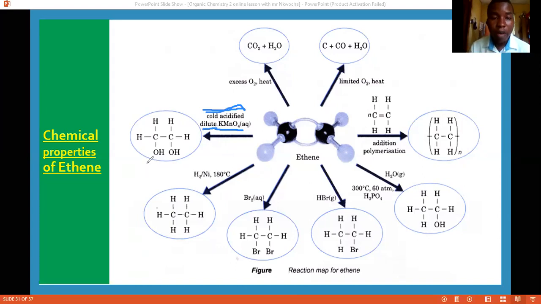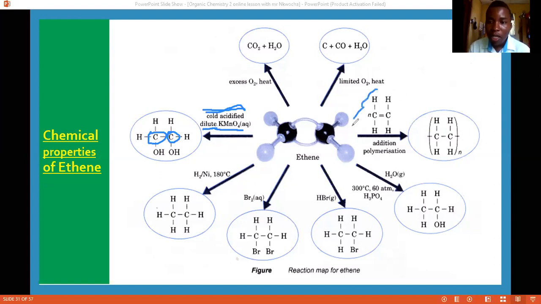So let's name this compound. Okay, let's name it together. It is an alkane, but it's an alcohol at the same time. The carbon atoms are joined together by a single bond. So it's called ethane, ethane 1,2-diol. Ethane 1,2-diol.